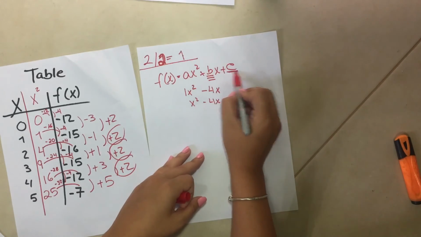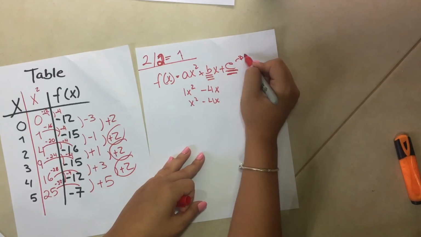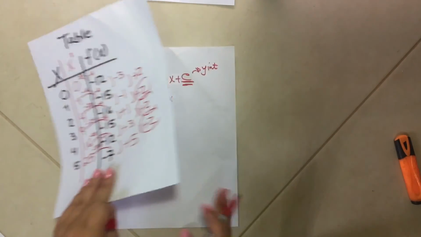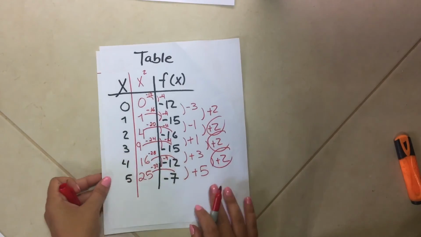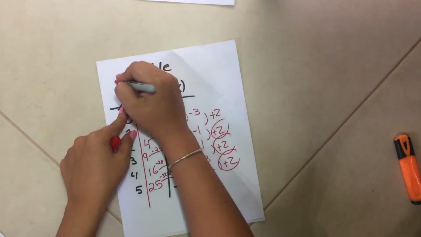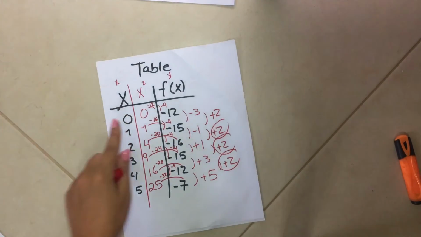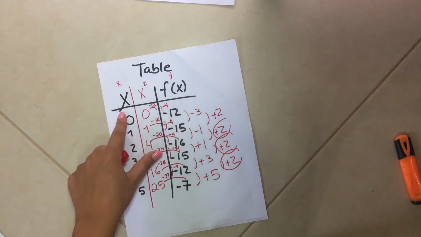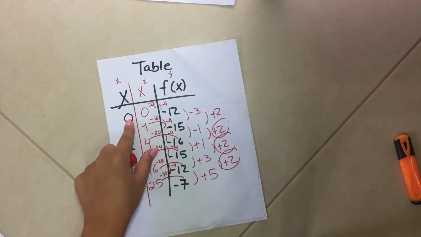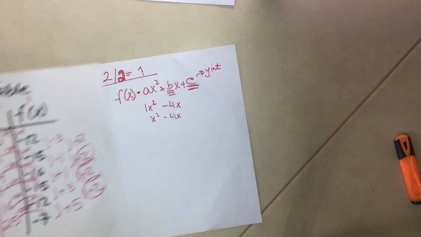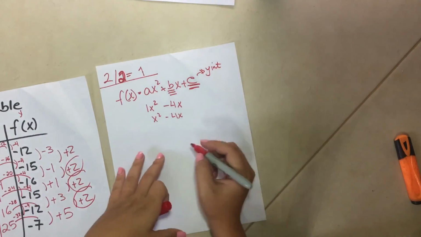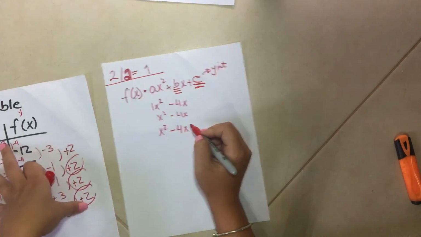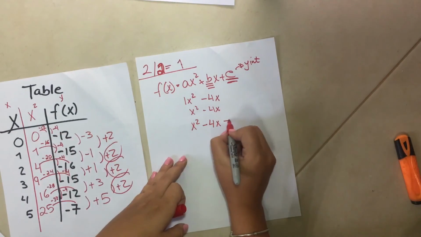And this right here is our y-intercept. In this table, we can also see our y-intercept very clearly. Since this is x and this is y, our y-intercept is (0, -12). This is because when x is 0, y is -12. So there we have our equation: x squared minus 4x minus 12.